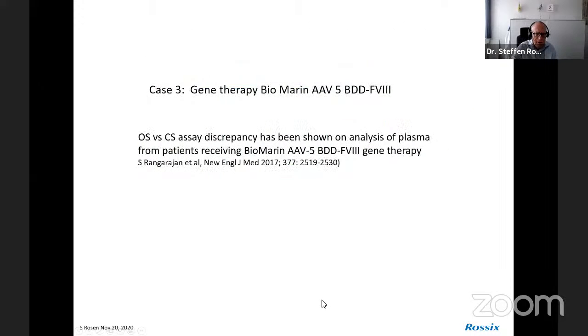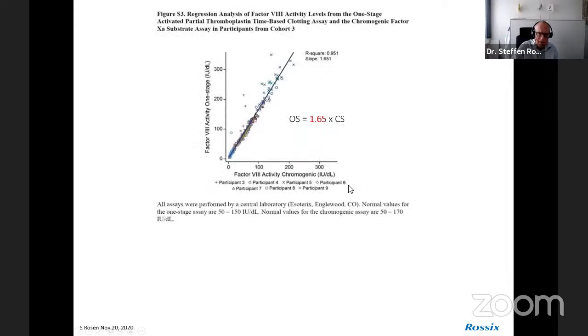Now, case 3 is from gene therapy, where I had the pleasure to be involved in a project with BioMarin on the AAV5 BDD factor 8. In 2017, there was a publication on the one-stage versus chromogenic assay discrepancy on analysis of plasma from patients receiving this therapy. You can see from this figure in the publication that over the whole measuring range, there was a consistent, about 1.65-fold higher value assignment with the one-stage method versus the chromogenic method.